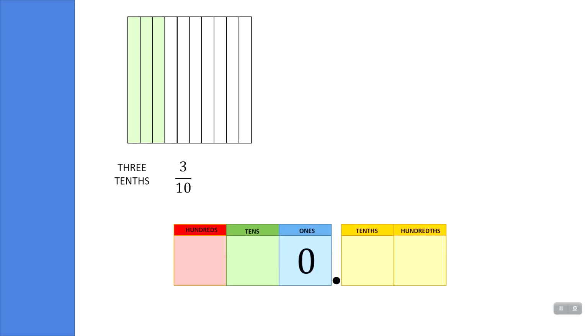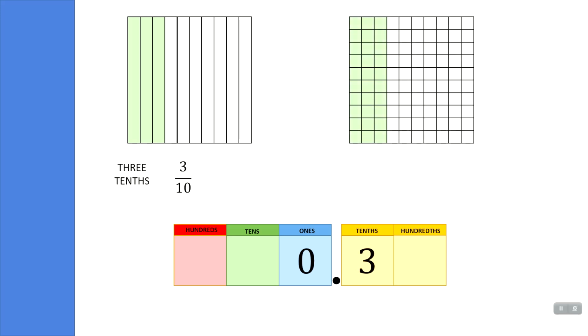And one more, let's look at this diagram that has 10 equal strips, and 3 of them are shaded green. We know that this is 3 out of 10, or 3 tenths. And we represent that in the place value chart with a 3 in the tenths column. 0.3 is 3 tenths. Now this diagram that has 100 squares, we see the first 3 columns are shaded.